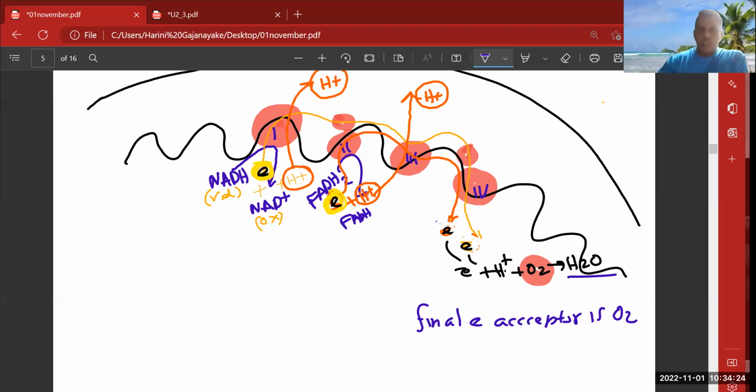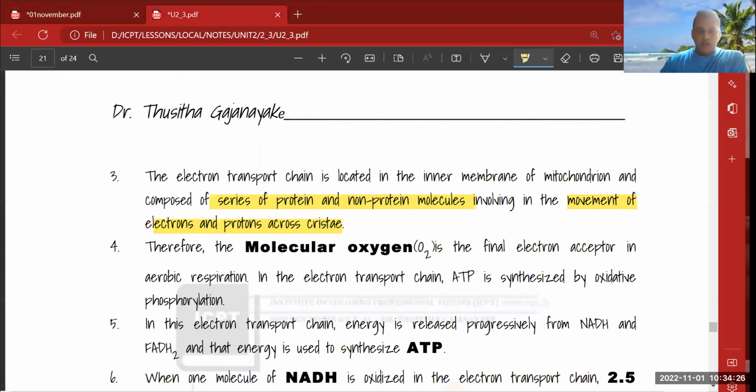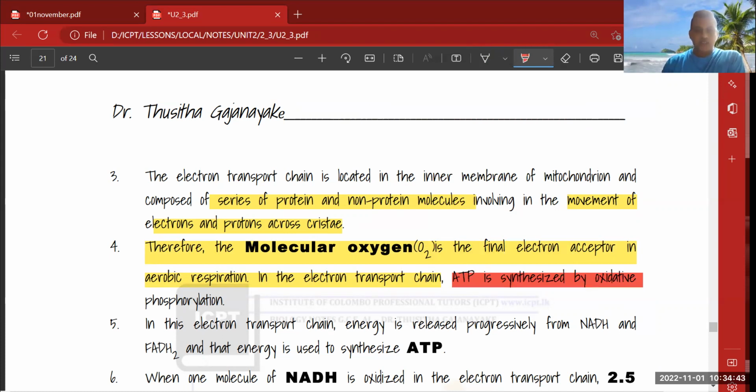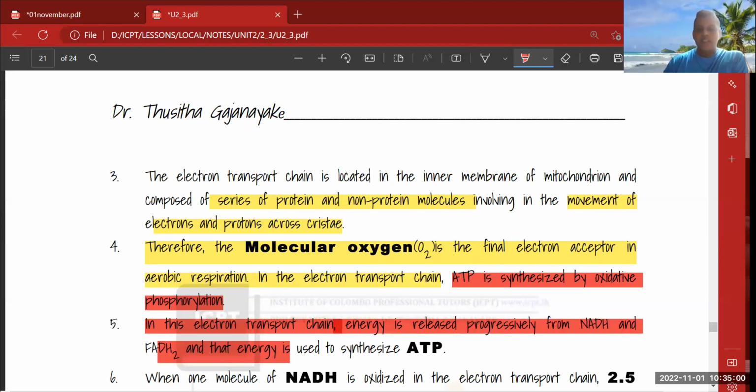The last, what is going to happen? Therefore, the molecule oxygen is the final electron acceptor in the aerobic respiration in the electron transport chain. And unfortunately, many things are missing. ATP synthesized by oxidative phosphorylation. And further, again missing in this electron transport chain, energy is released progressively from NADH and FADH, and that energy is used to synthesize ATP. That's it.